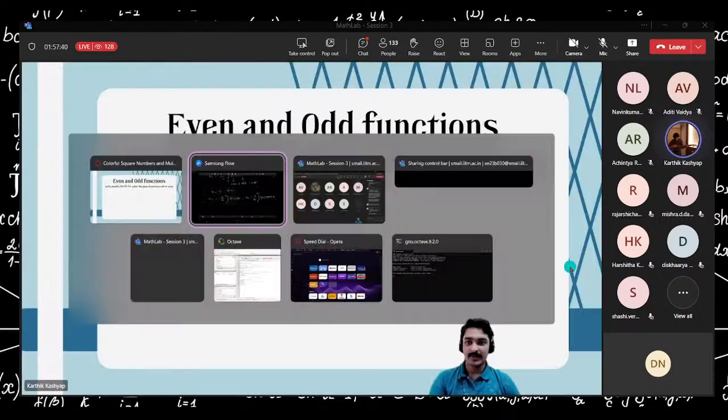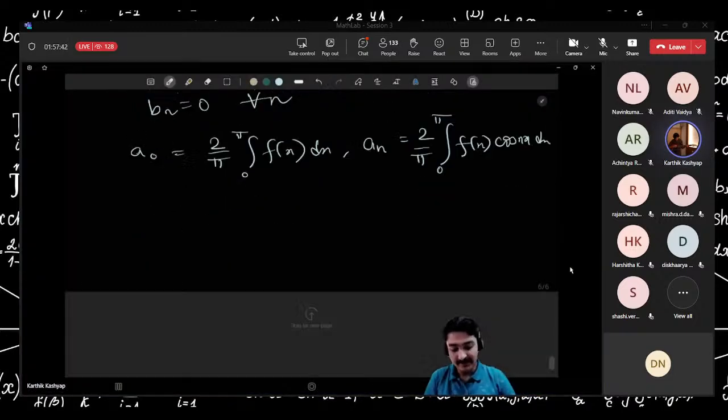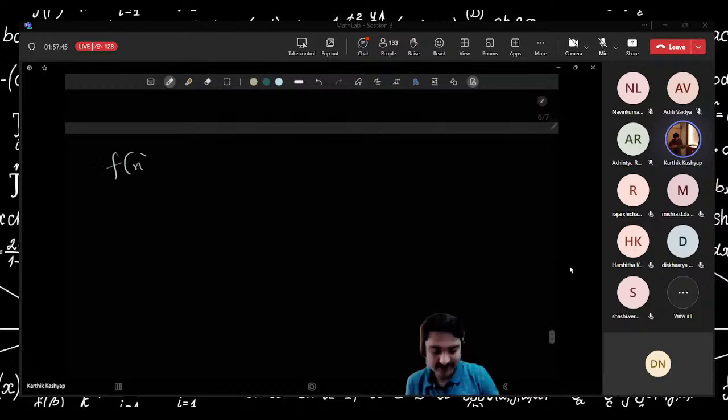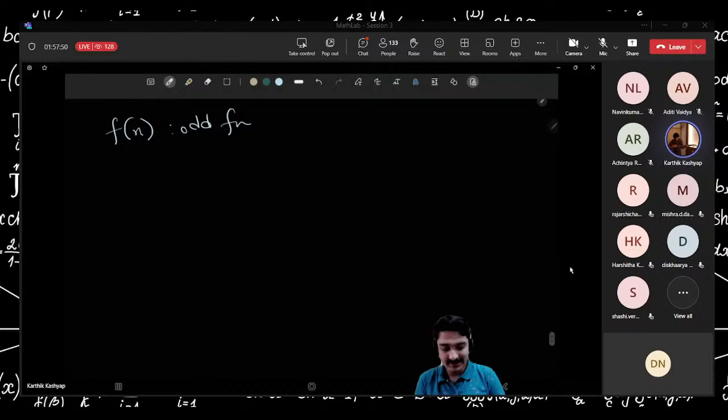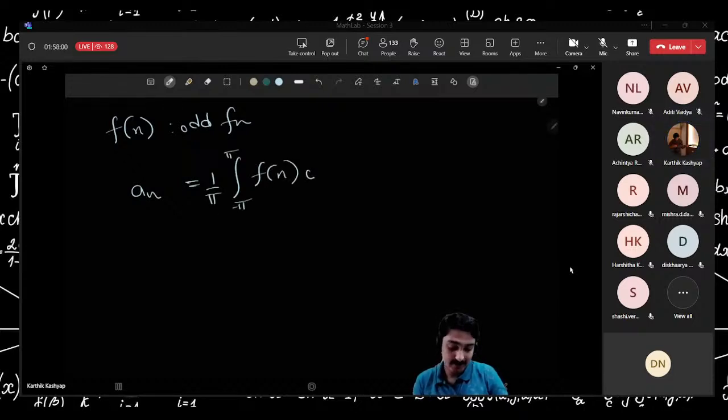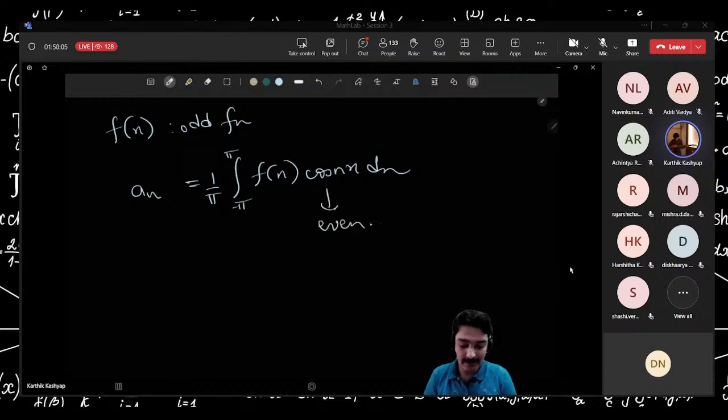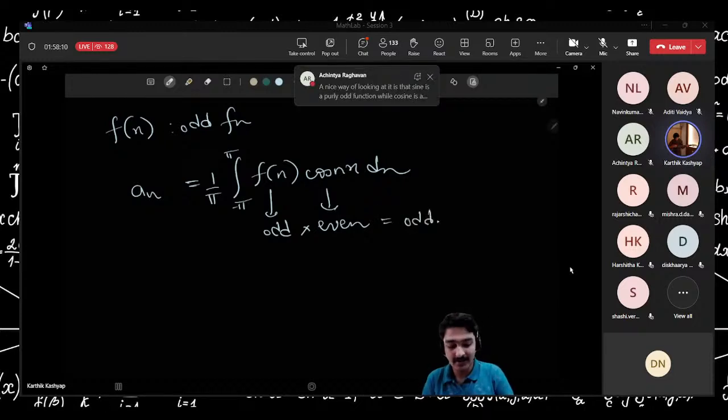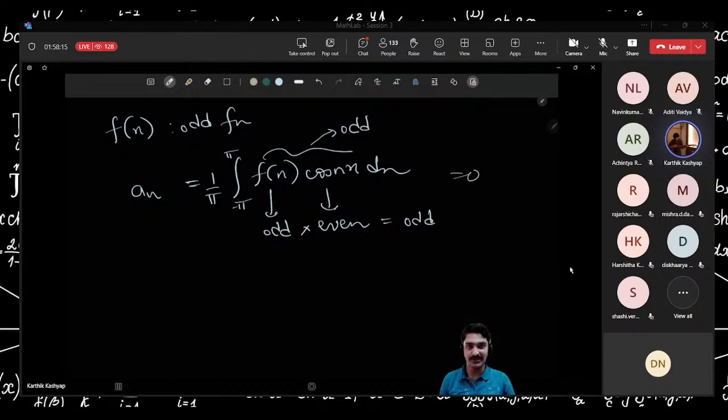Wait, before that, let's do it for even and odd functions. So f of x, let it be odd. So in this case, let's take an, which is 1 by pi times the integral from minus pi to pi of f of x cos nx dx. So cos is an even function and f of x we have taken as an odd function. So again, odd times even gives an odd function. So this whole thing is an odd function, and the integral of an odd function will be equal to 0 this time.